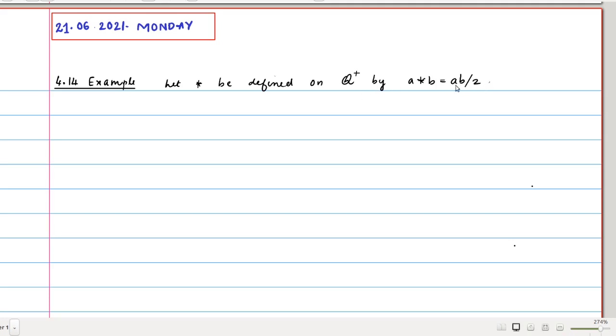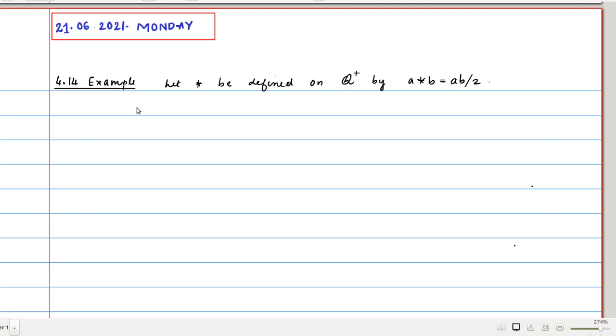So this forms a binary operation on Q plus, because if we choose any two positive rational numbers a and b, then a star b, that is ab by 2, is also a positive rational number. So this defines a binary operation on Q plus.